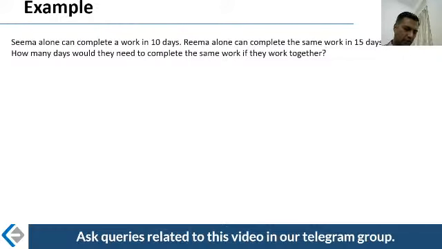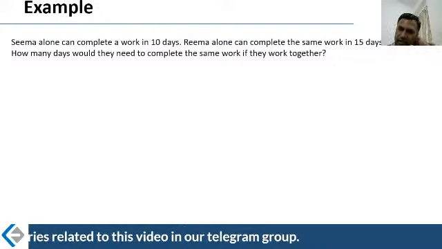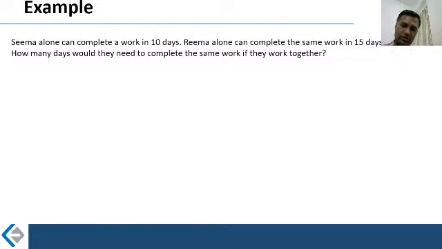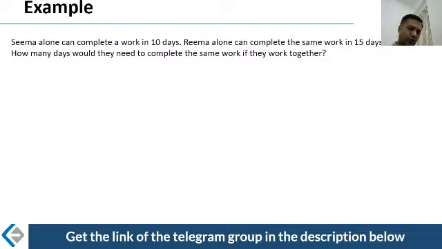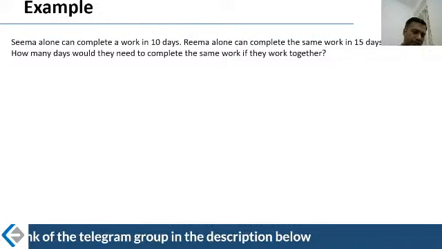Okay, here we go. Let's take a look at this particular example. Let's try and do it by both methods: the efficiency method as well as the unitary method. First, let's do it the way we used to do in middle school or high school, by the unitary method. Middle school is technically your class 7, etc.